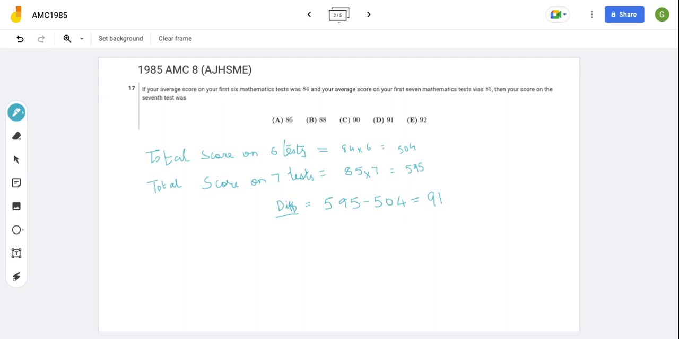So the score in the first 6 tests, you will multiply the average score into the total tests. So 84 into 6, which gives you 504. And similarly for the 7 tests, you have the average score as 85, and then you multiply by 7, so you get the total score of the first 7 tests. You find the difference between the two, you get the score of the 7th test. Move to the next one. The answer here is 91. Option D.